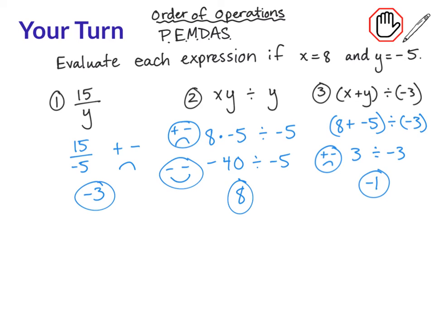8 plus -5 divided by -3. 8 plus -5 is +3. 3 divided by -3 is -1.